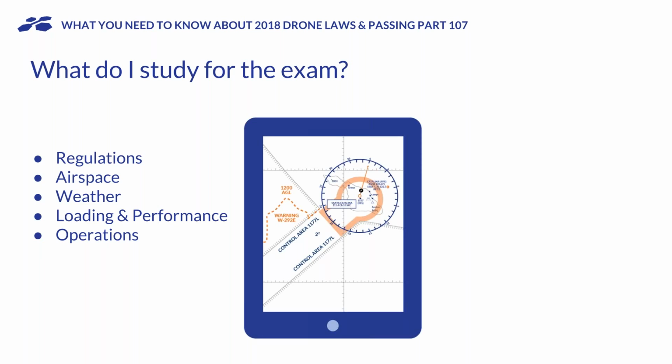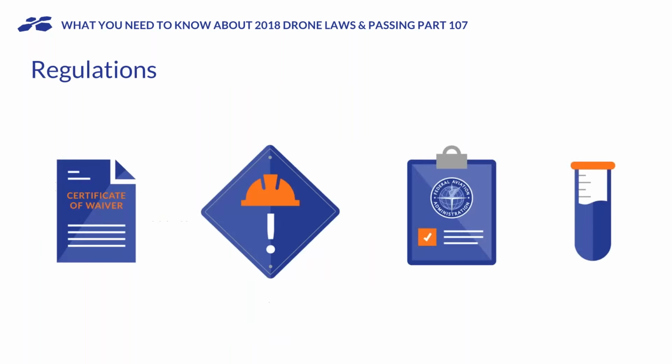And in terms of, well, what should you be studying for the exam? Well, there's 5 main categories. There's regulations, there's airspace, there's weather, there's loading and performance, and there's operations. And I'll be talking with you a little bit about each one of these areas.